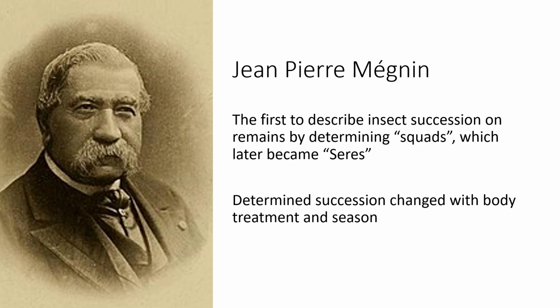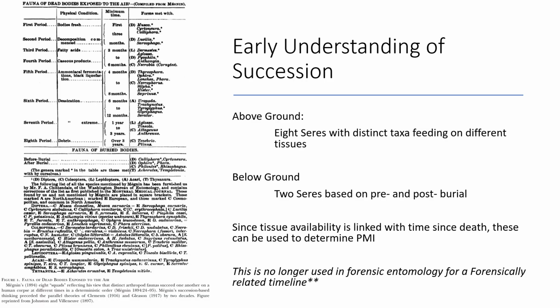And so what he had determined was that the succession, or these seers, and when they progress, changed with the body treatment, but also based off of the season. So the succession that happens in the fall isn't necessarily going to be the same that happens in the spring, vice versa. And what I really mean by treatment, especially in earlier studies, is that the individual is either buried or placed on top of the ground.